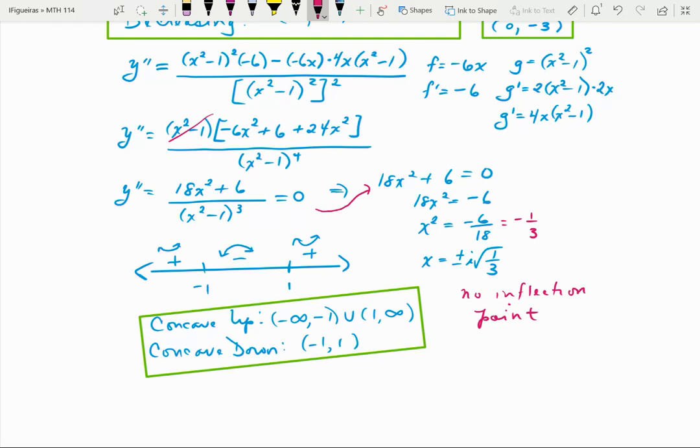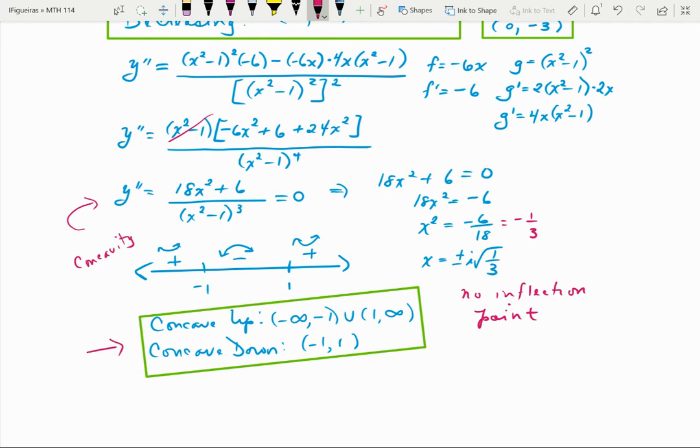And so when I check for concavity, which I'm going to do right here, you still have to keep track of the restriction on the domain, which are -1 and 1. So if I pick something less than -1 and plug it into your second derivative, which is here, you will get a positive result. If you pick something between -1 and 1, you'll get a negative result. And if you pick something greater than 1, you'll get a positive result again. So to summarize concavity, it is concave up from -infinity to -1, and again from 1 to infinity, concave down from -1 to 1.